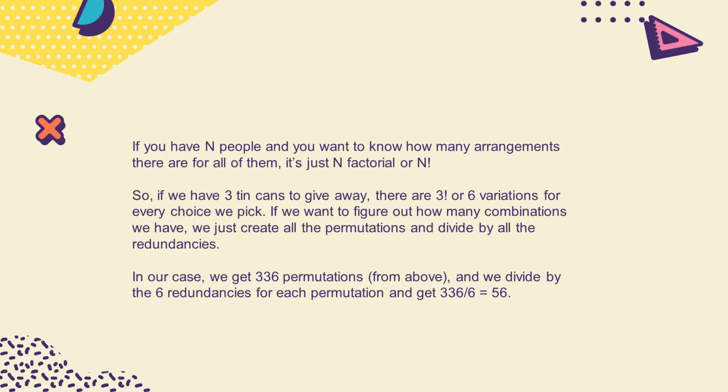If we want to figure out the number of combinations we have, we just take all of the permutations and divide by all of the redundancies. In our case, we get 336 permutations from above, and we divide by the 6 redundancies for each permutation, and we get 336 divided by 6, which equals 56.